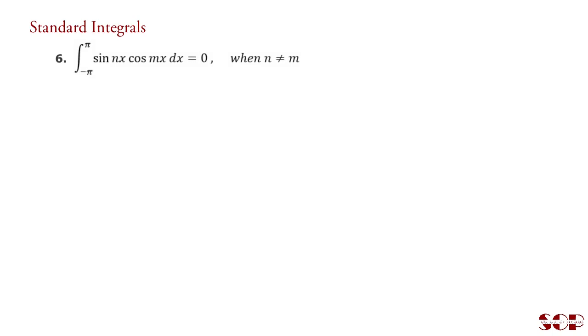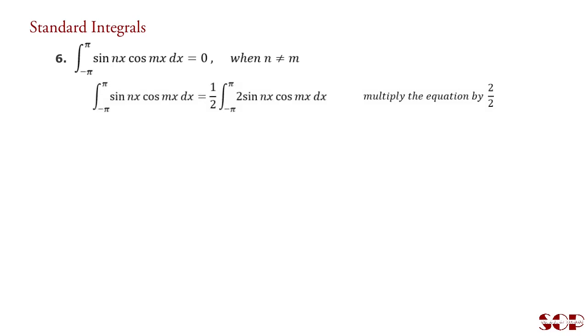Now, the integral from minus pi to pi of sin nx cos mx dx equals 0 when n is not equal to m. Multiply the equation by 2 upon 2. Therefore, the integration equals 1 upon 2 integral from minus pi to pi of 2 sin nx cos mx dx. Now, applying the trigonometric formula 2 sin a cos b equals sin(a plus b) plus sin(a minus b). In our expression, take a equal to nx and b equal to mx.